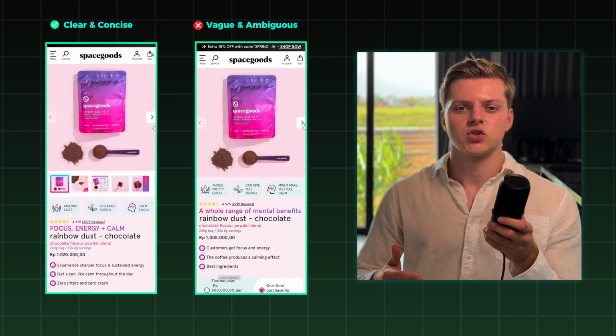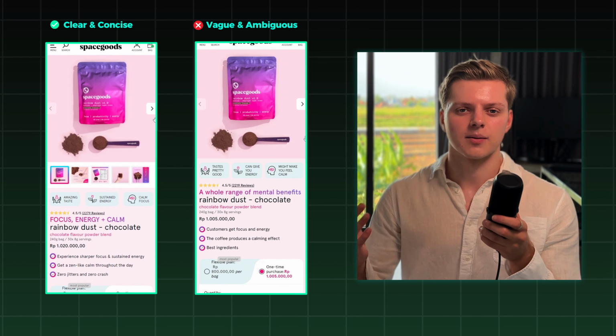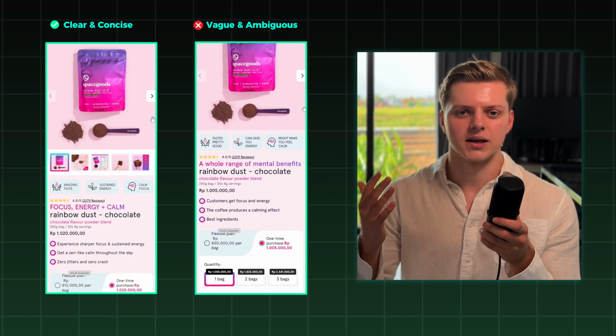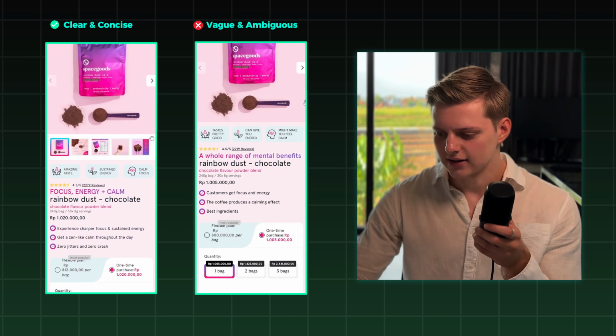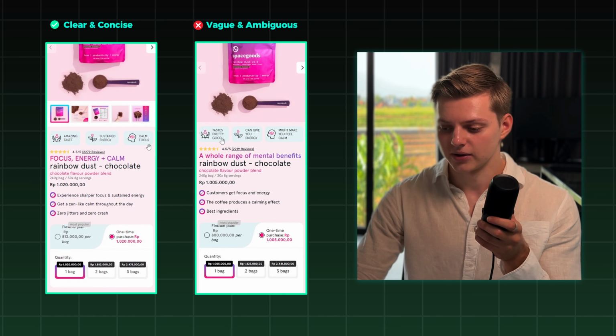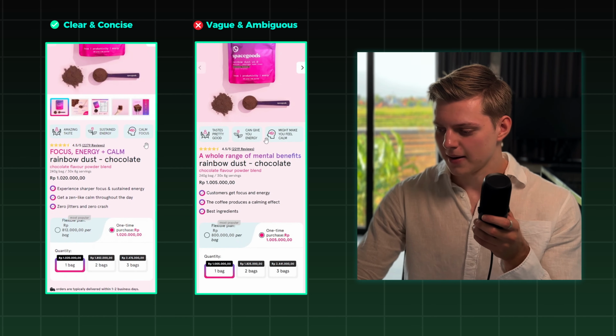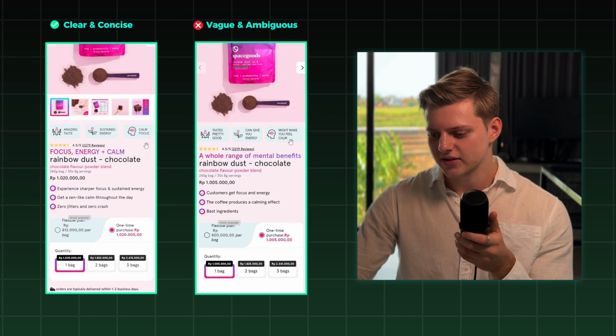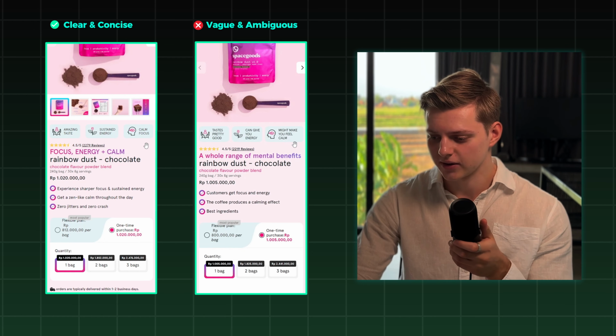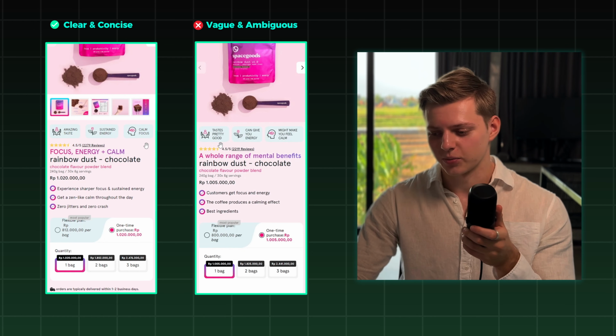So let's see what it would look like with bad and ambiguous and vague messaging. So now we are on the variant which I have sabotaged with vague and ambiguous messaging. And the text now is tastes pretty good, can give you energy, might make you feel calm. So let's start here with tastes pretty good. This is very ambiguous and up to interpretation.